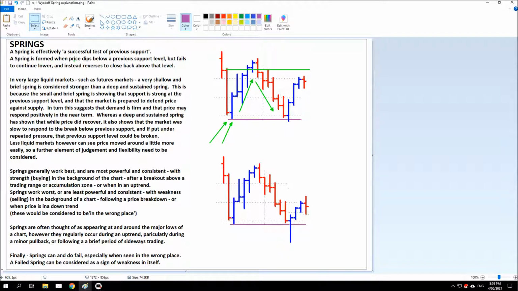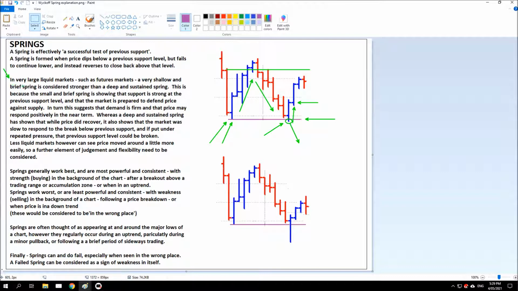A spring is formed when price dips below a previous support level, but fails to continue lower, and instead reverses to close back above the previous support level. Here's the previous support level. You can see just here, price has dipped just below the previous support level, but has failed to continue going lower and instead has reversed to close higher, and here's the close of the bar. This little dip below the previous support is the spring. That's what's called a spring.